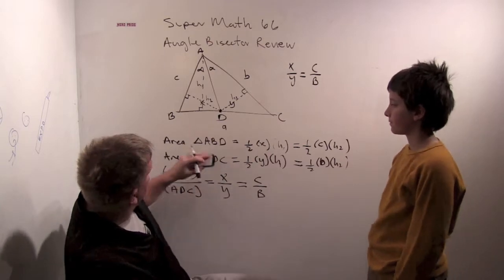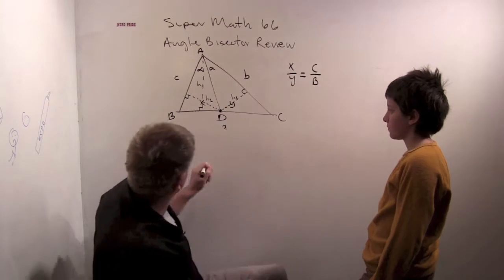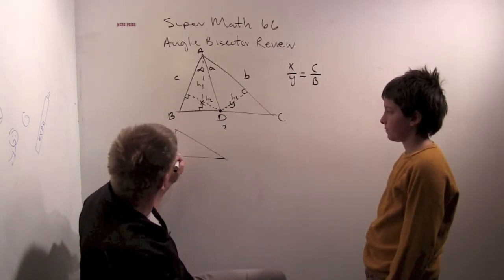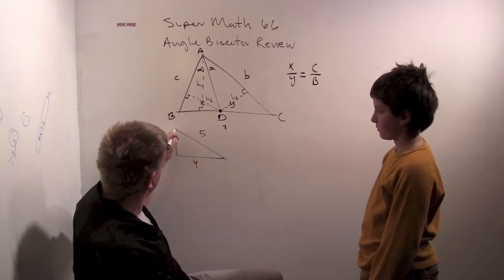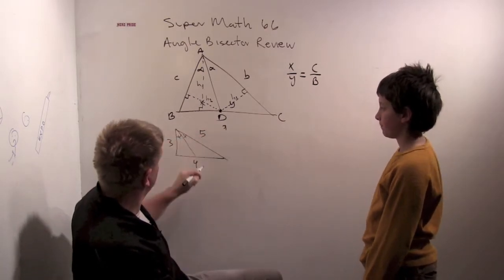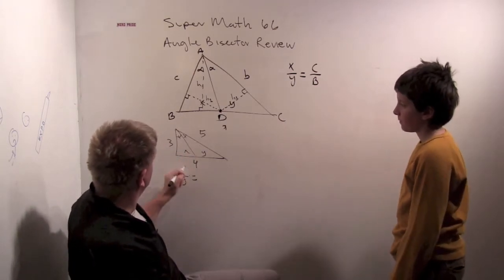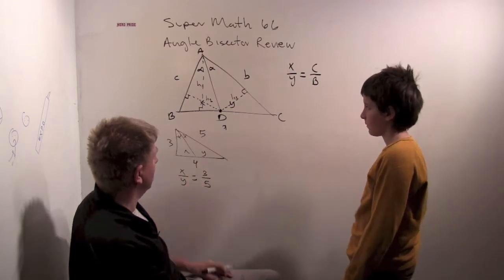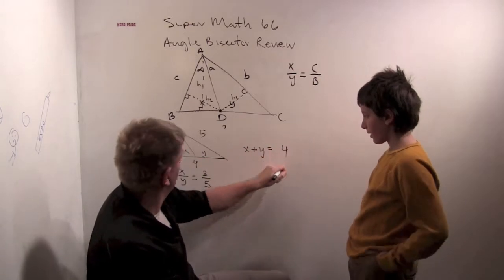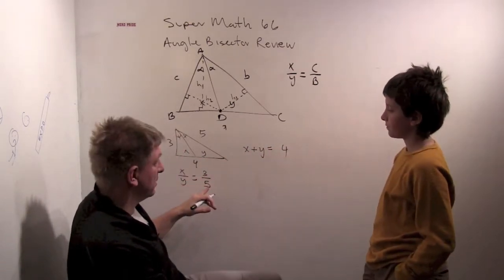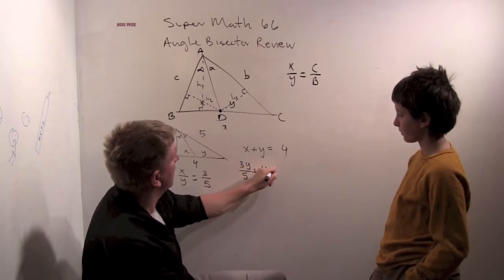So we can do an example with this. Let's just take a 3, 4, 5 triangle. And we'll have that angle bisector come down here. X over y is going to be 3 to 5. So I know x plus y is 4. They add up to 4. And I know that x is 3/5 y. So that tells me that 3y over 5 plus y equals 4.